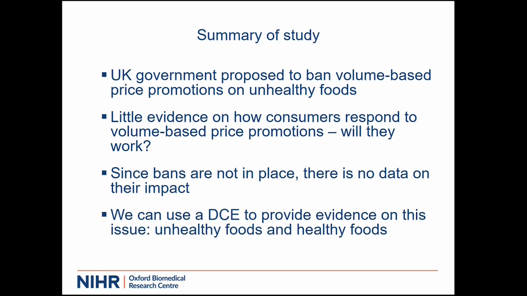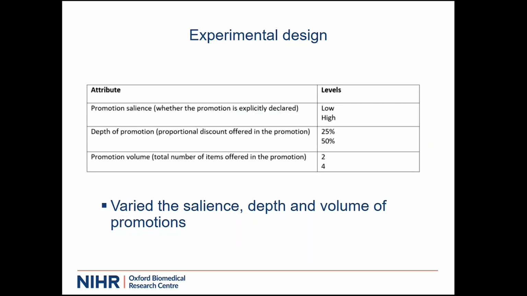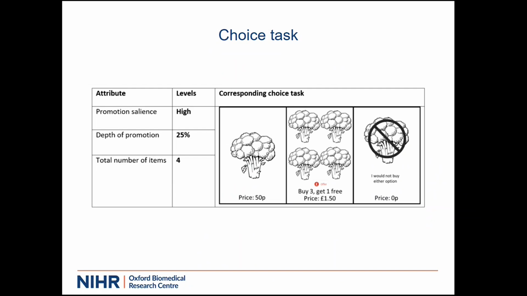So again, this is where a DCE can come in. We can use a DCE to do exactly that, and that's what we did here. In terms of our experimental design, we had salience, so how obvious the discount was. We had the depth of promotion, so was it just 25% or was it 50%? And then we had the volume of promotion as well, so the numbers, like a 2-for-1 or a 4-for-1 or something. And we're testing how these things impacted on people's choices to buy these products. So this is what one of the choice tasks looked like.